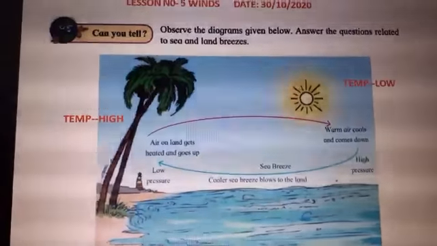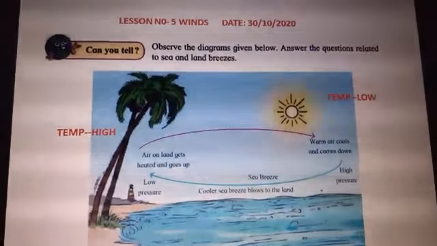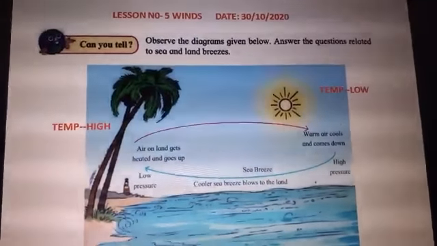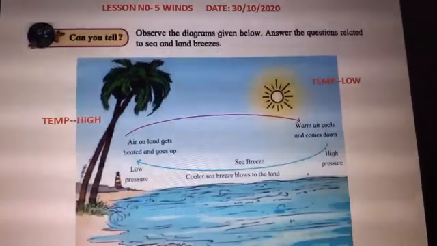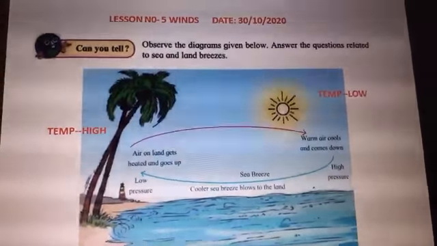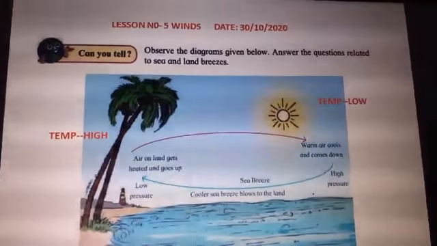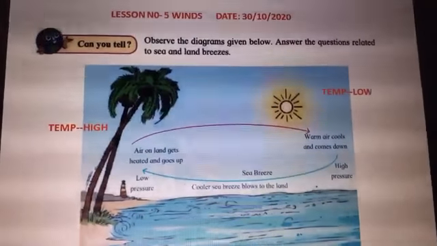Good morning, children. Last period we studied about the different types of winds, which we studied in detail. Then we also studied about the local winds which blow in a particular region at a particular time. Then we studied about the mountain breeze and the valley breeze.